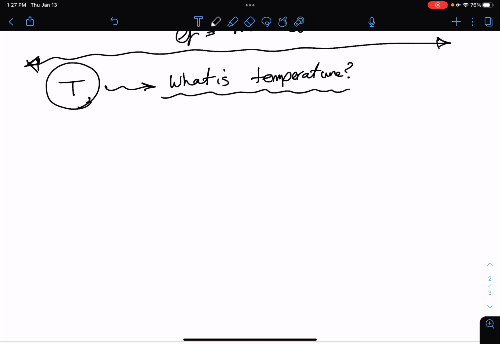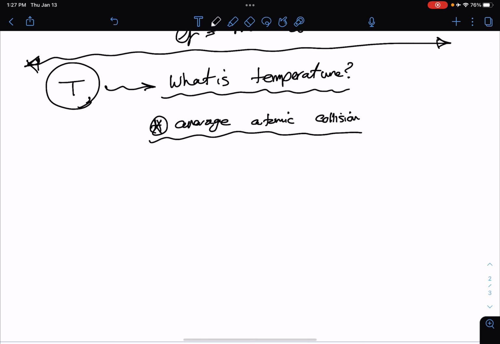I can try. Sure, go ahead. Average atomic collisions at molecular scale. Average atomic collision. Right? Okay. What is temperature? You have to be quick, guys. If you don't want to contribute, that's all right. Just say, I don't know. I don't know. Okay. I have no idea. Okay. We'll come back to you.